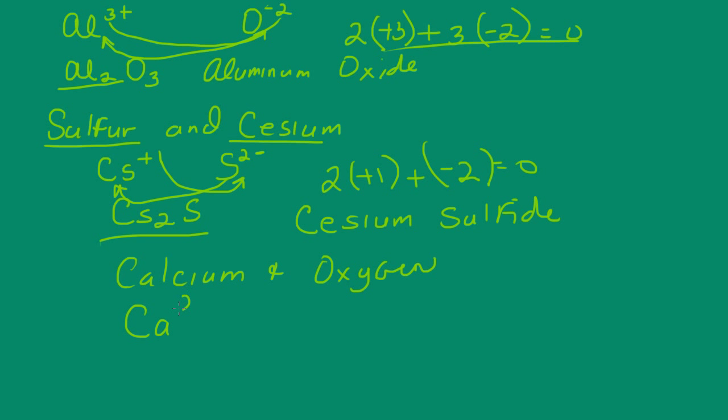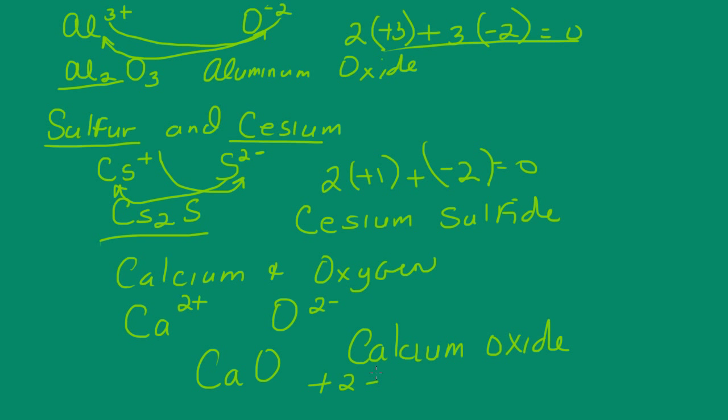So calcium has a 2+ charge, oxygen a -2. Now, when the magnitude of both charges are equal, as they are here, here we have a 2, here we have a 2, we just go ahead and write the formula. And this would be called calcium oxide. And we can check this. We know that oxygen has a -2 charge, and calcium has a +2. So a +2 plus a -2 equals 0.